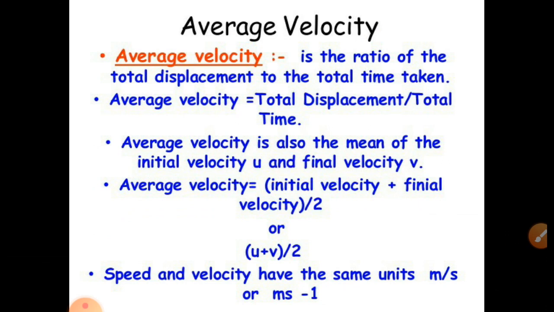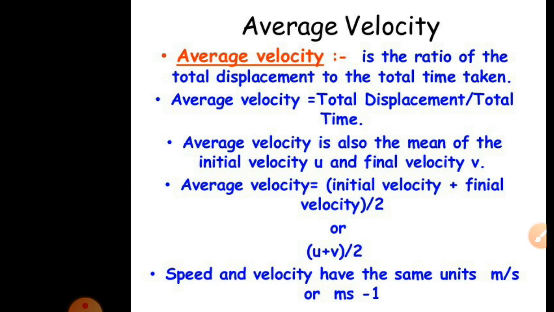The unit of speed and velocity is the same. Speed has the unit meter per second. Velocity also has the unit meter per second. Average velocity also has the unit meter per second. All other things are the same.